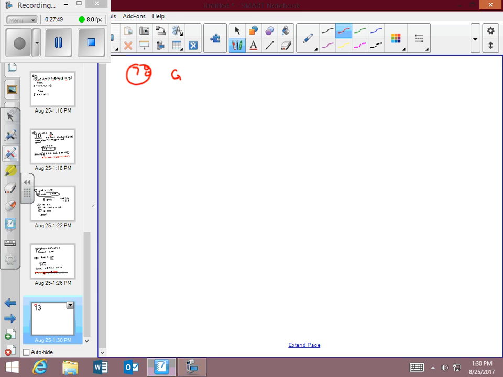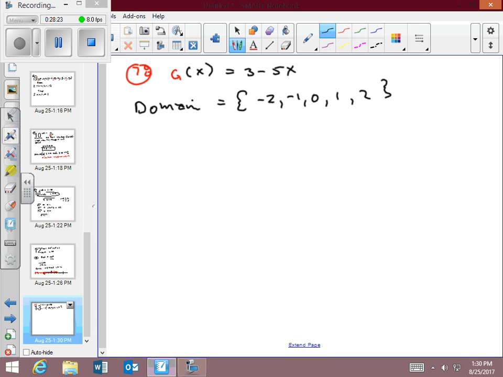G of x. G of x is 3 minus 5x. Now what they want is they say find the range for the given domain. So the way you want to do this is they're giving you the domain, and they're giving you these values: minus 2, minus 1, 0, 1, and 2. And you want to present an answer that says the range values are some set of numbers.